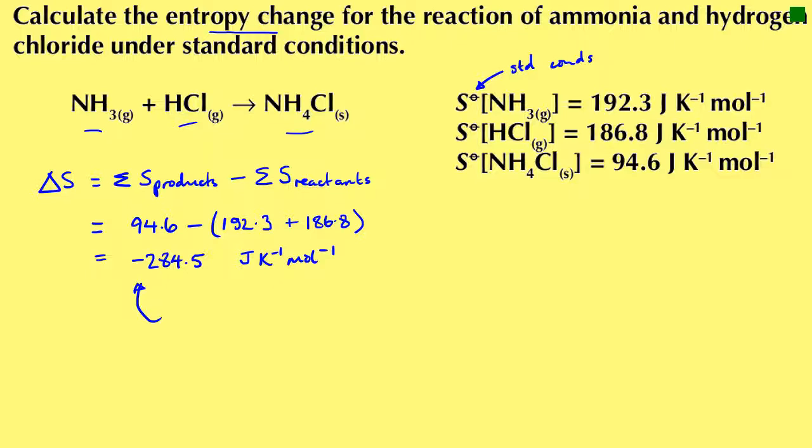And if you look back conceptually at the reaction, you've got 1 mole of a solid versus 2 moles of gases. So it's not surprising that the entropy of the product is less than the sum of the entropies of the reactants, giving yourself a negative entropy change.